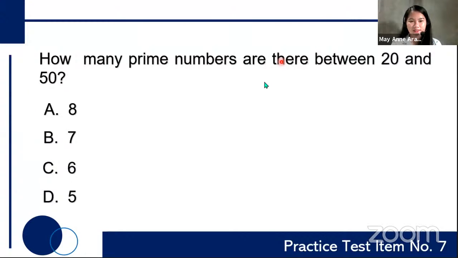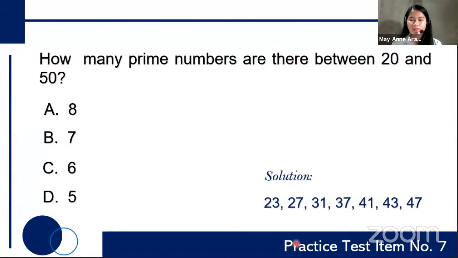Okay, the correct answer is letter B. What are those prime numbers? Okay, 23, 29, 31, 37, 41, 43, 47. So, how many? 1, 2, 3, 4, 5, 6, 7.